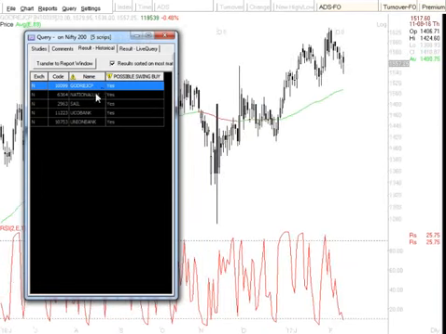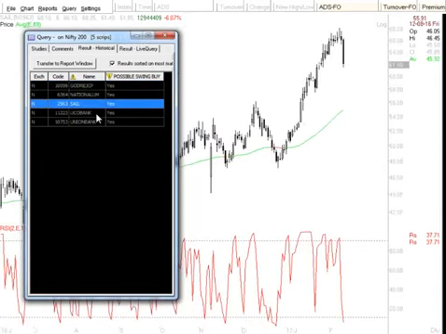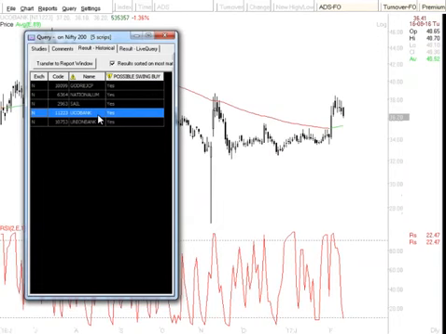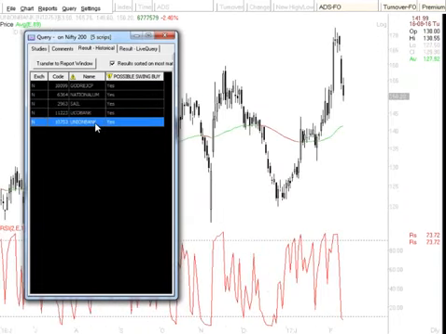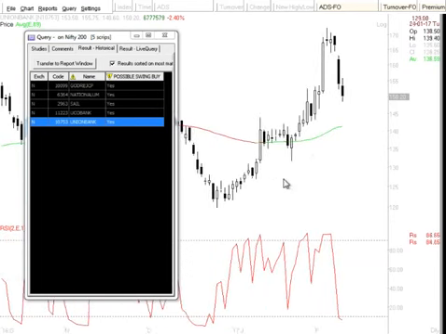Godrej Consumers, Nalco, SAIL, UCO Bank and Union Bank. Possible swing buys. Why? Union Bank, prices are above my 89, so it is an uptrend going through a short-term correction. The short-term correction is clearly visible by RSI 2 falling below 10, that is 5.9. Now over here there is a possible swing buy. Now how to do this, I'll show you.